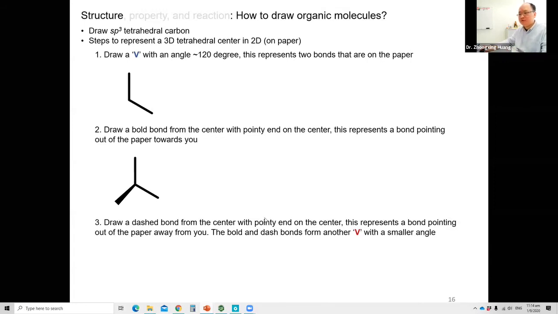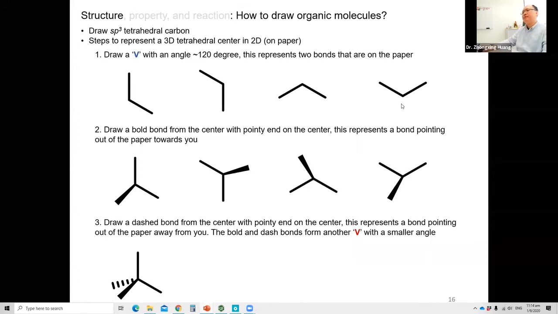And then you draw a dashed bond from the center with the pointy end on the center also. And this represents a bond pointing out of the paper away from you. So in this case, you have this dashed bond with this pointy end here and this big end here. So this bond is not on the paper, it's pointing to the back of the screen, okay? In the same way you can draw another angle like this, and you can draw a bold bond here, bold bond here, and then a dashed bond here, dashed bond here, okay? Then they represent the same molecule, but it's like you rotate by some angle to here, and you keep rotating like this.